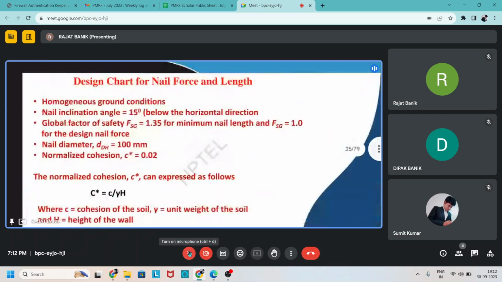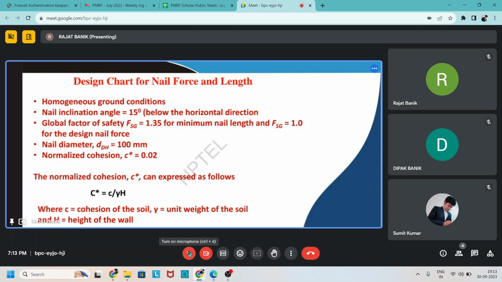Now, to find out the capacity, we can use some different charts based on the nail force to find out the nail force and length. And to use these charts, there are some specifications required before the chart is created. So ground condition should be homogeneous. Nail inclination angle is equal to some angle below the horizontal direction.